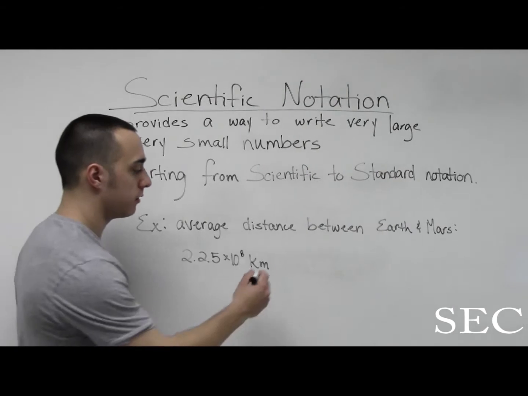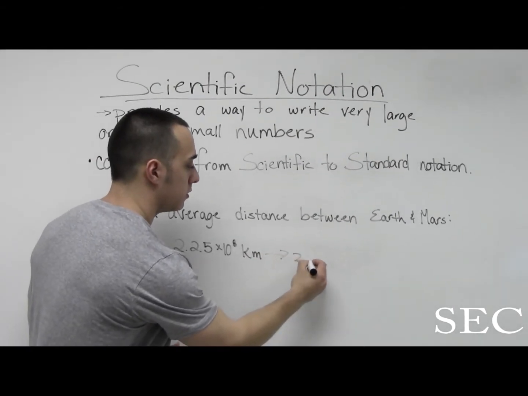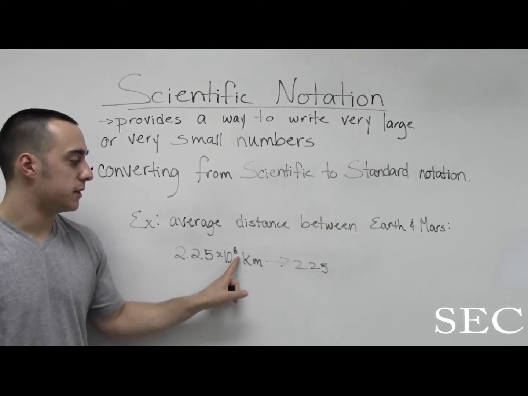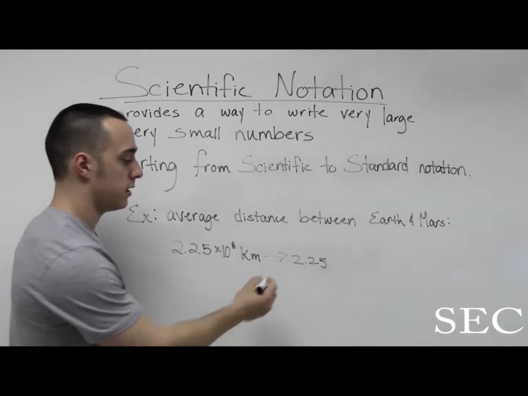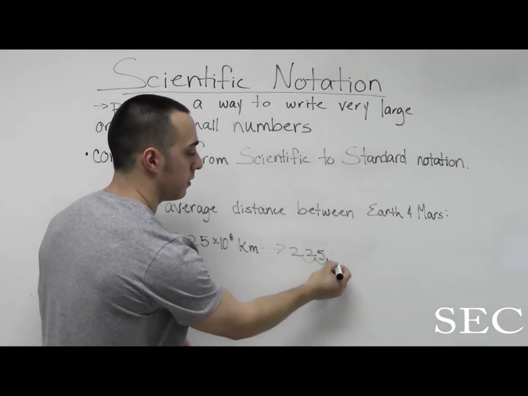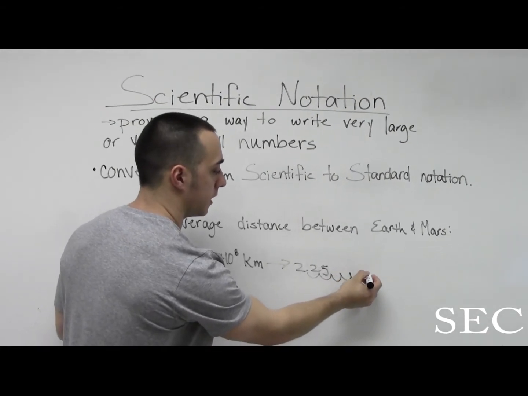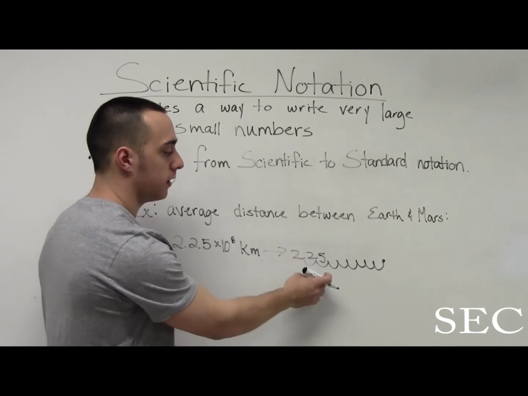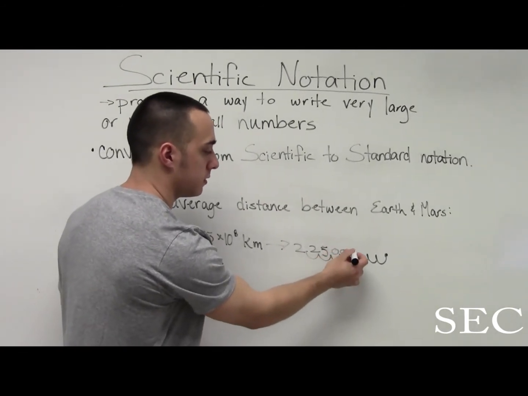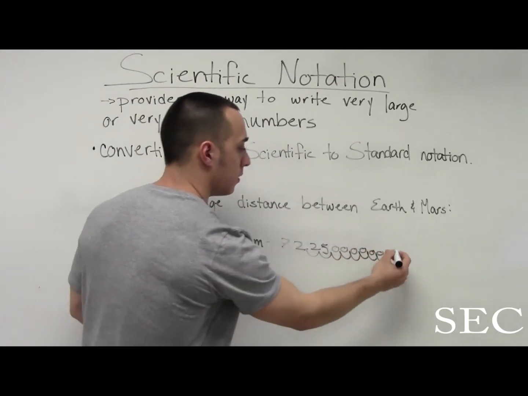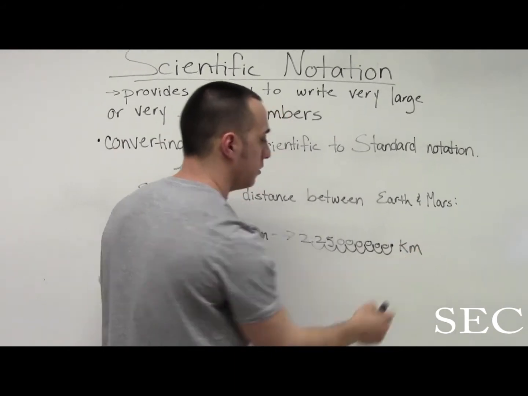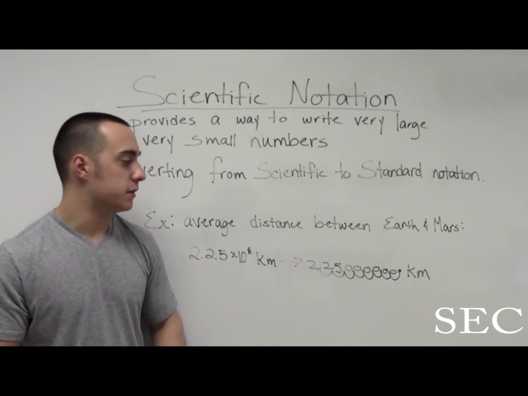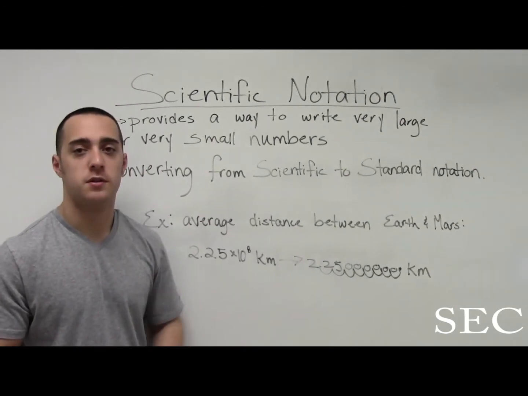So, to start, we're going to write 2.25. From there, we're going to move the decimal place 8 times from left to right. 1, 2, 3, 4, 5, 6, 7, 8, and put your new decimal place. You fill in all these spaces with zeros and your units of measurement. So your answer in standard notation is 225 million kilometers.